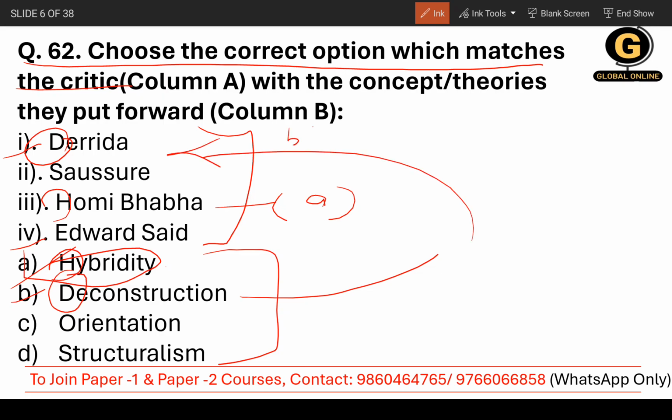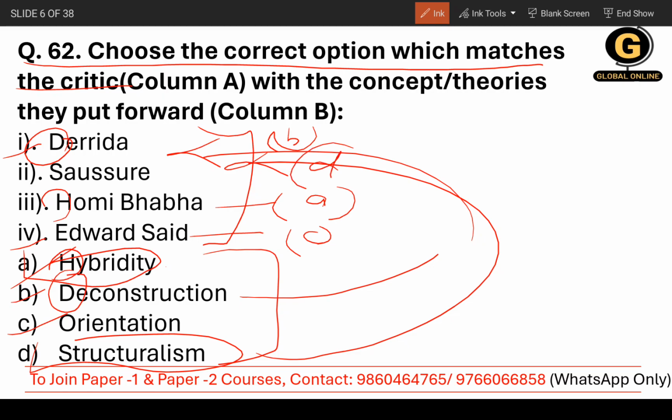Now, orientation. Who gave orientation? Who is associated with orientation? Edward Said. And the last will go with structuralism, because I have already discussed that Ferdinand de Saussure gave the concept of langue and parole, that is under structuralism. So this will go with D. So 1, B, 2, D, 3, A, and 4, C. This is the correct match.